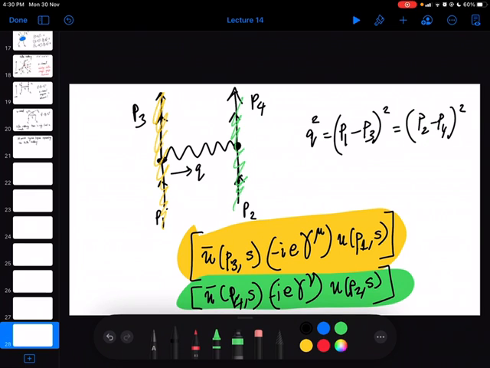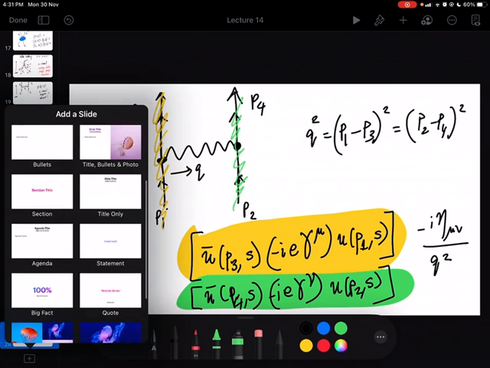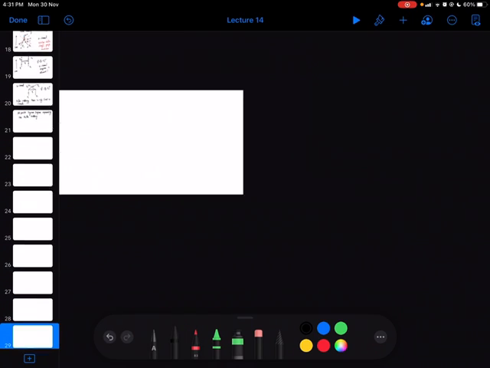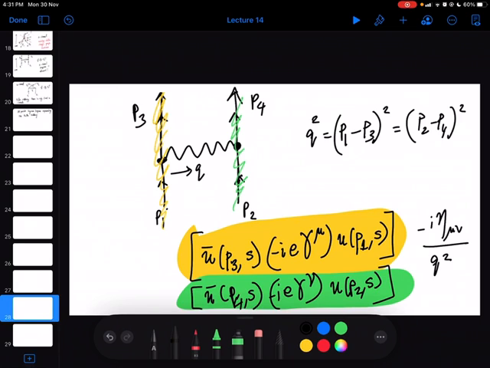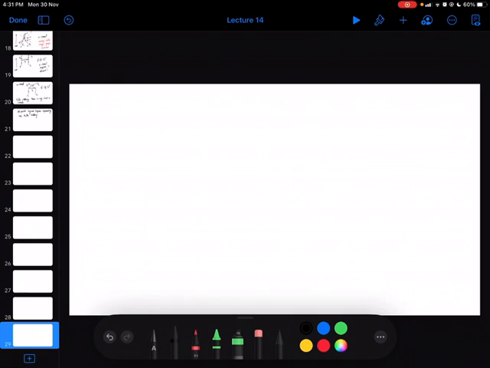and these two are connected by a propagator which is minus i eta mu nu by q square, and q square is again related to the total momentum, p1 minus p3 whole square, and p2 minus p4 whole square. So the total amplitude of this particular process, now you see it's so simple.